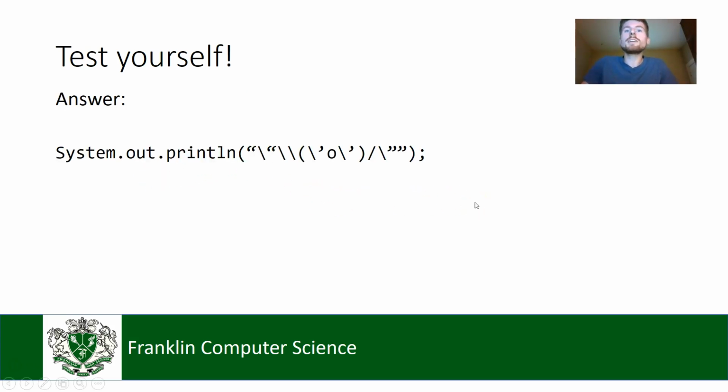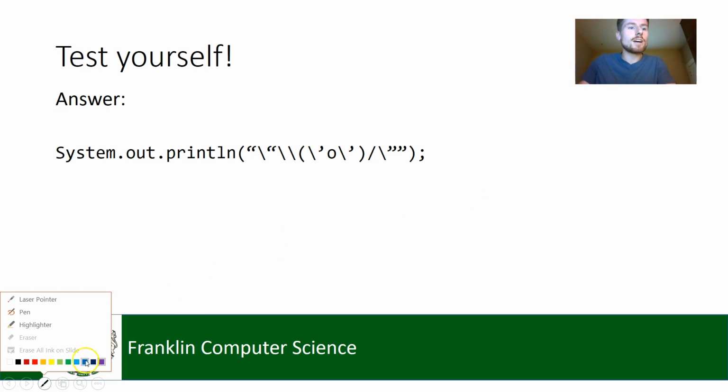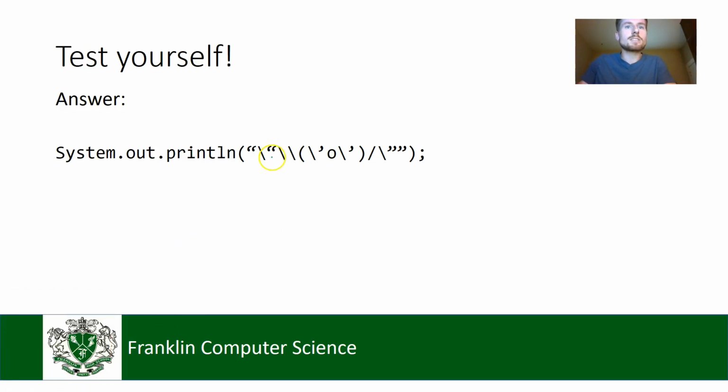Okay, so this is what the answer is. Yeah, there's so many backslashes. It's a lot of backslashes. Let's break it down. I'm going to try to underline each of the backslashes, each bit that is responsible for printing a character. So the first thing we wanted to print was a double quote.